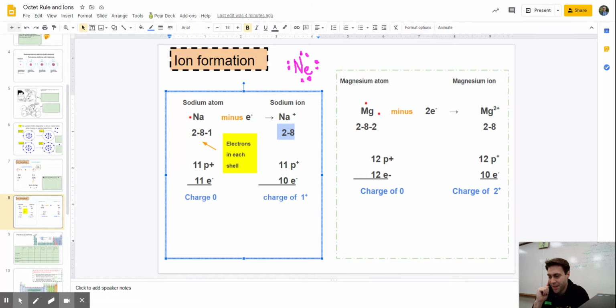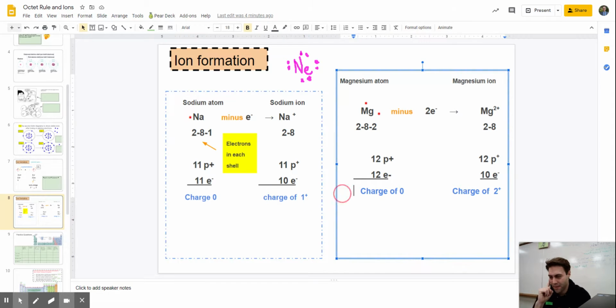So now the difference between the protons and electrons is +1, so sodium goes to +1. If it's a -1 or a +1, we really don't write the number in the superscript. That's called the superscript, when the number or symbol is all the way at the top. We just write the plus or the minus. So sodium gives up an electron and it's a +1.